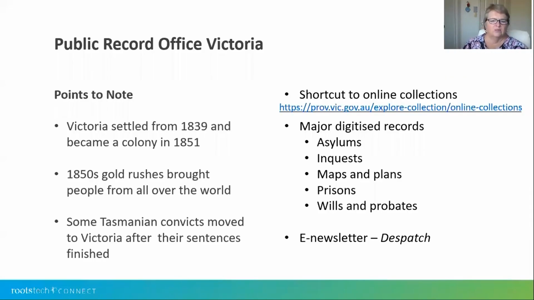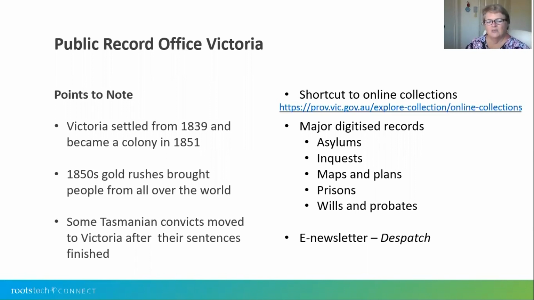Victoria was settled from 1839 and became a colony in 1851. The 1850s gold rushes brought people from all over the world. People were jumping ship. There was not enough crew to sail ships back. It was a chaotic time, the 1850s in Victoria.